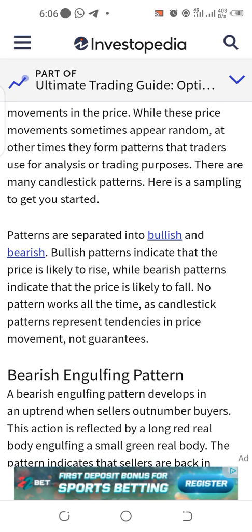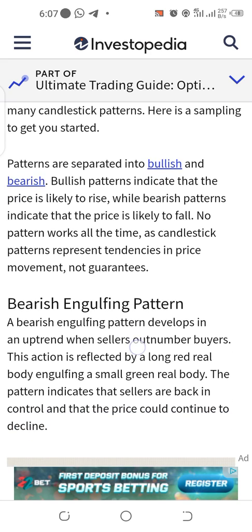Like they said, there are many types of candlestick patterns, but we're going to look at a few of them so that as you begin to trade and analyze the market, you can apply them to help you in trading. Patterns are separated into bullish and bearish. Those are the only two patterns we have. Bullish patterns indicate that the price is likely to rise, while bearish patterns indicate that the price is likely to fall. No pattern works all the time, as candlestick patterns represent tendencies in price movement, not guarantees.